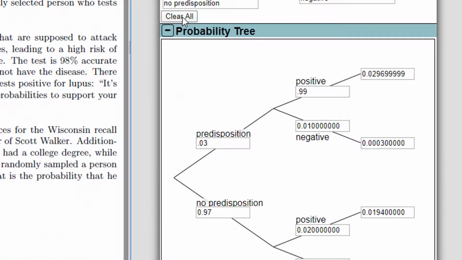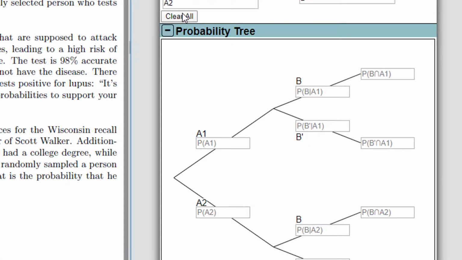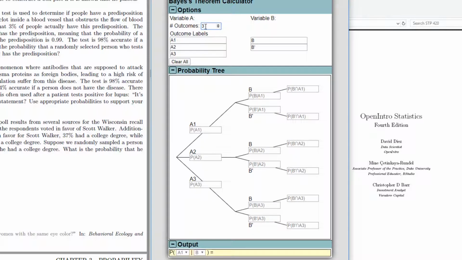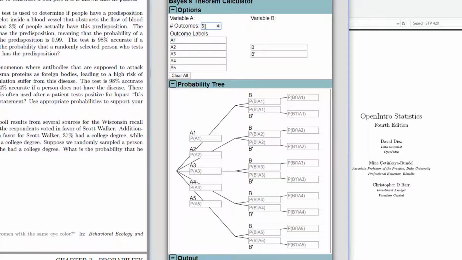So that's how we use it. If you make a mistake with your tree, you can just click clear all and it clears the whole tree for you. And if there are more outcomes, you just say there are 3 different outcomes for variable A, or 4 or 5. It will just keep building the tree bigger and bigger, and once it runs out of space, it'll just make the space larger.